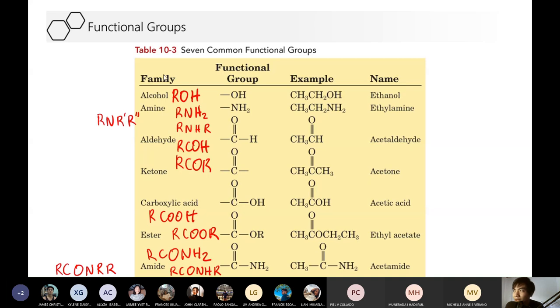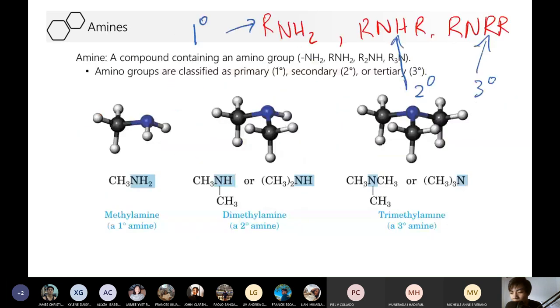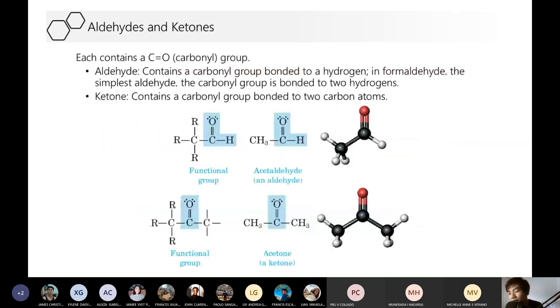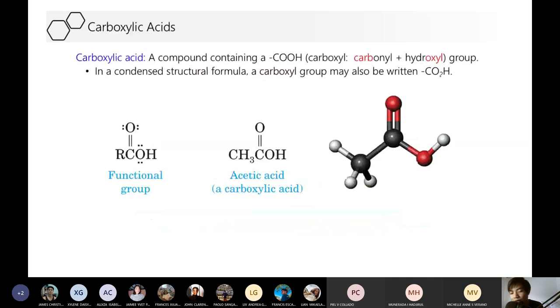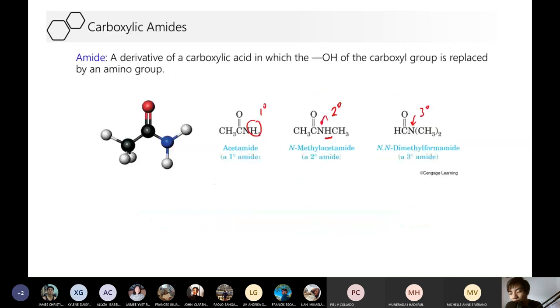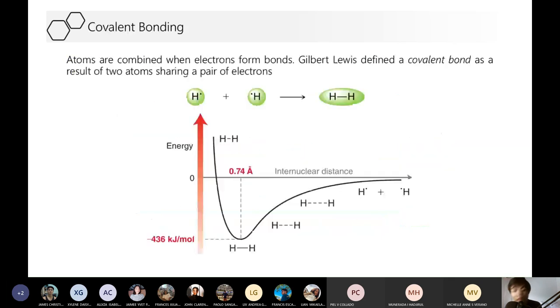Tapos yan, inalam natin yung mga ganito ganyan. Mga primary, secondary, tertiary, so on and so forth. So, everything is left for you to practice na lang. Next meeting, we will continue the concept of organic chemistry.